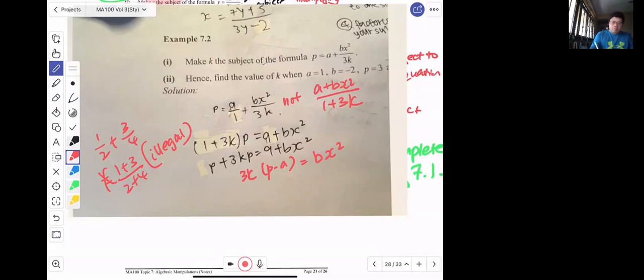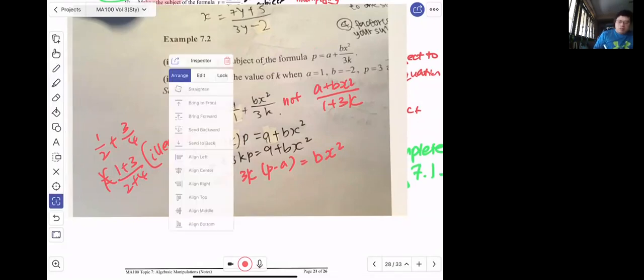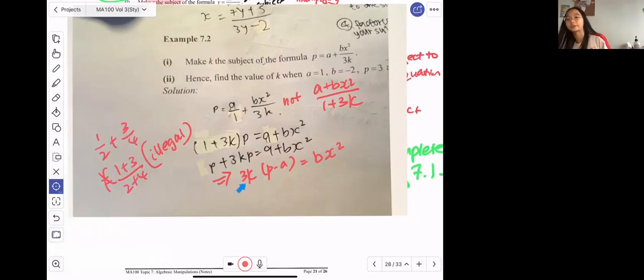From here, divide by 3 on both sides. Jingkai, I'm doing 7.2. So I think they asked for 7.2, so I'm just going through. Wait, divide by 3 or divide by 3k? Divide by 3 first, on both sides.